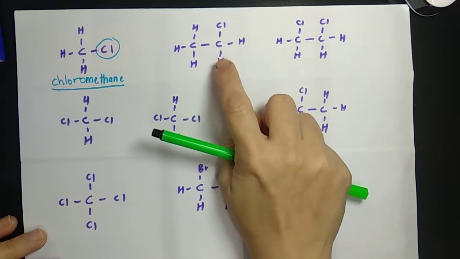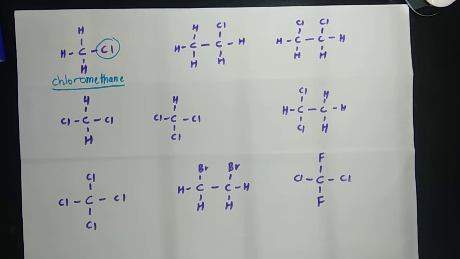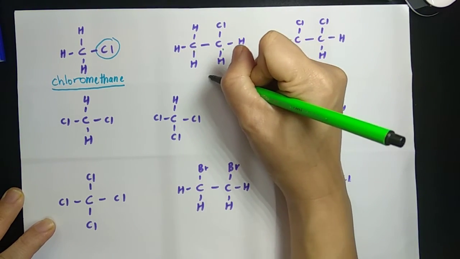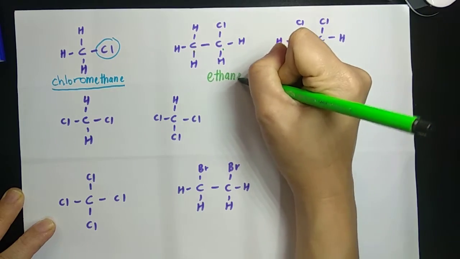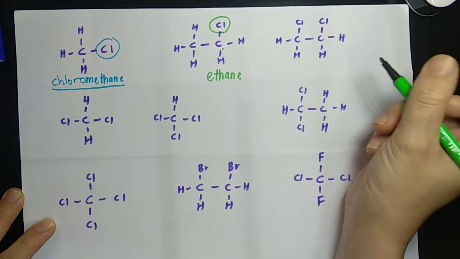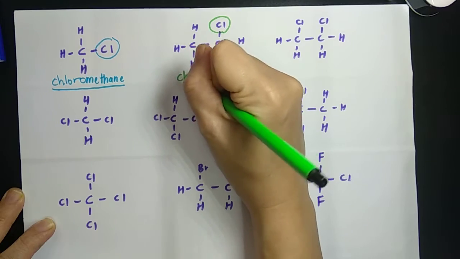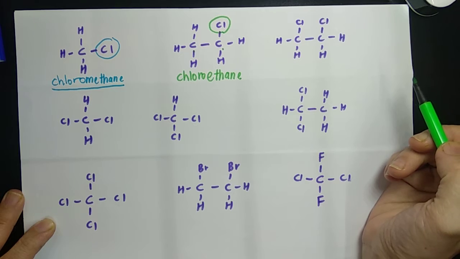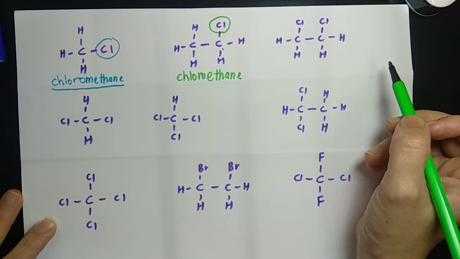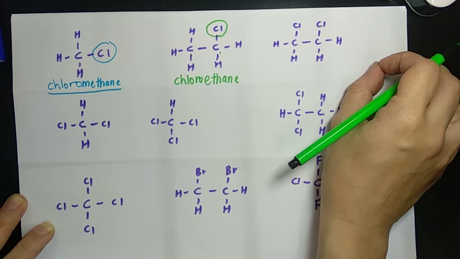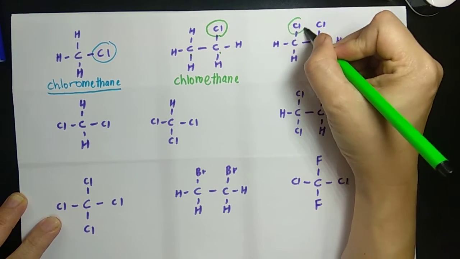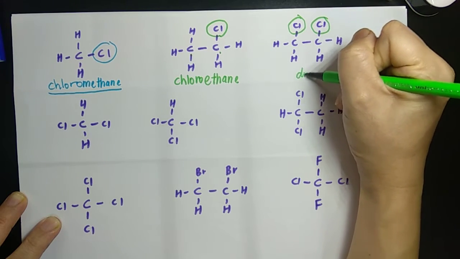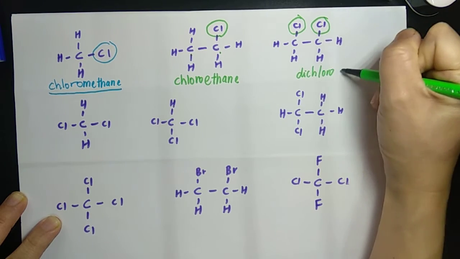Now what about this? This is two carbons, so it's an ethane, and it also has just one chlorine, so it's just called chloroethane, because anywhere you put the chlorine, it's the same thing. Now, if you do it a little bit different, and now you have two chlorines, then this will be called dichloroethane.